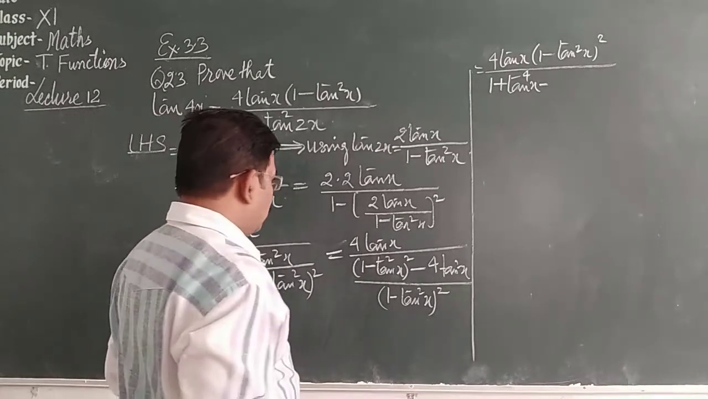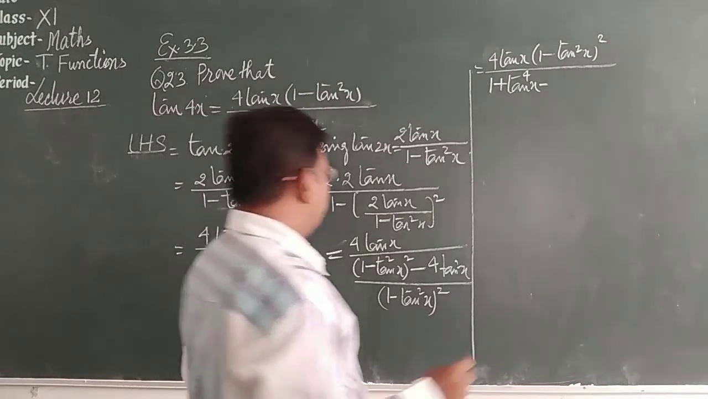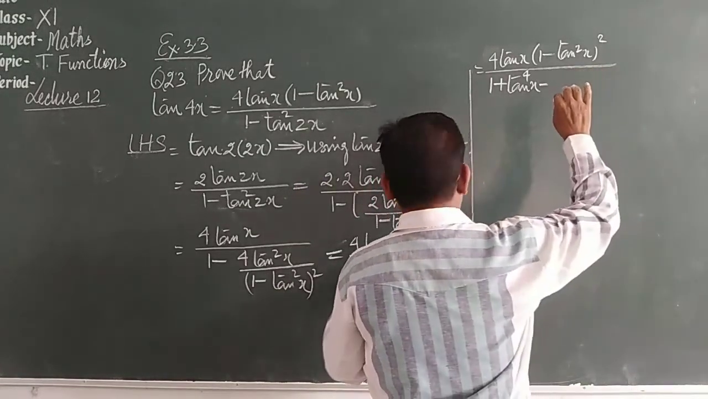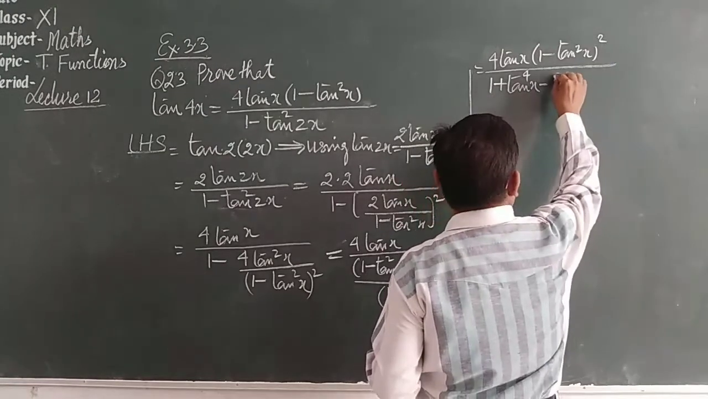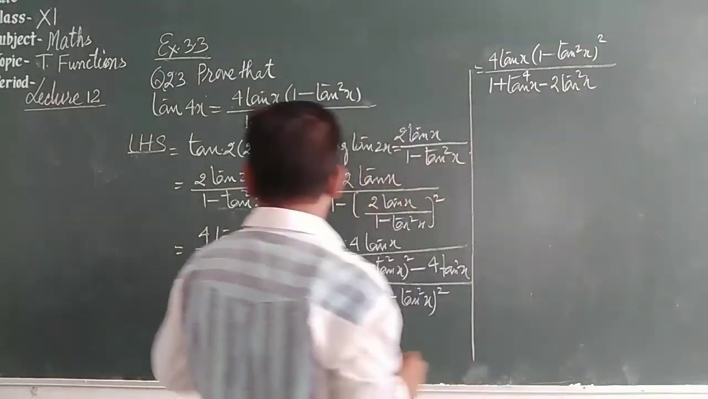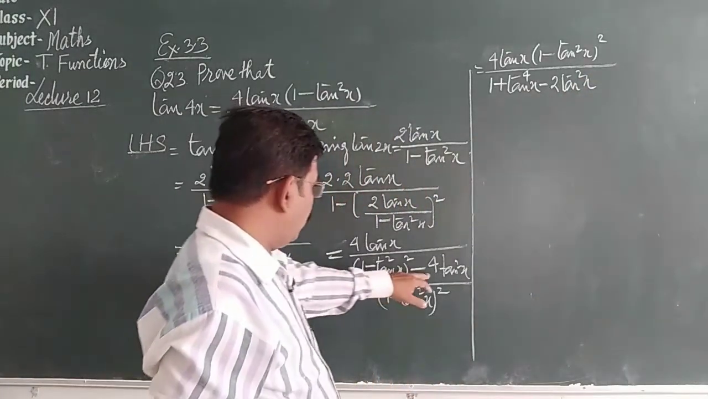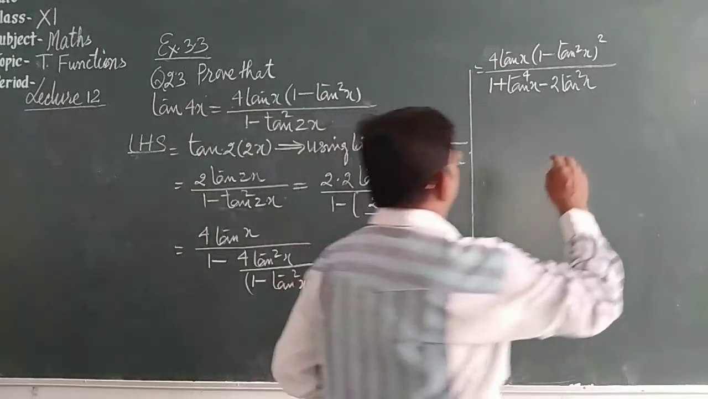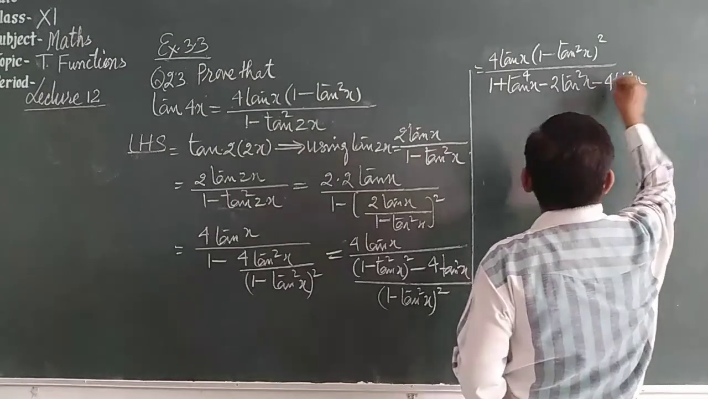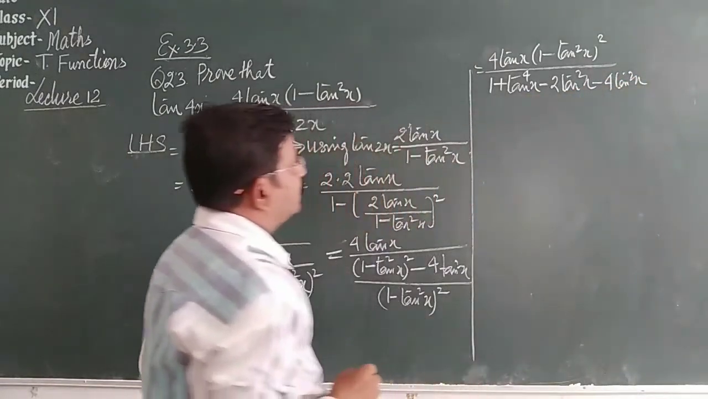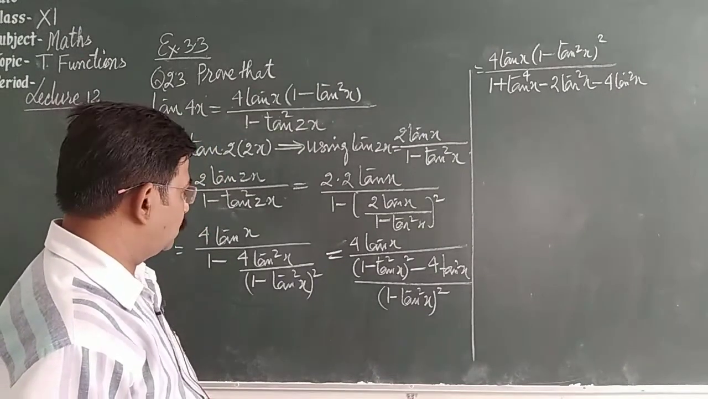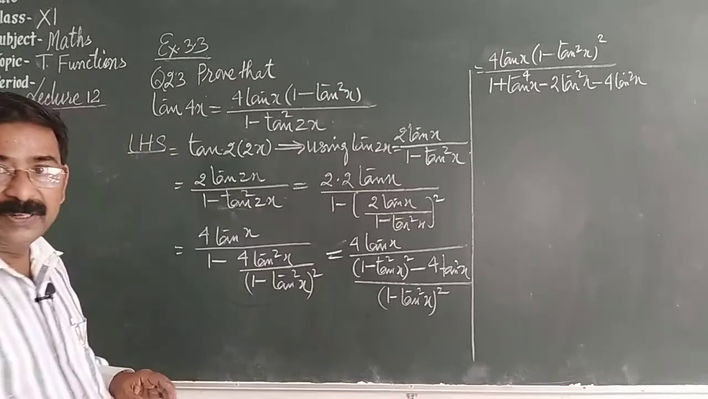So what we have, see, I am getting the result 1 plus minus 2 tan square x, and we have minus 4 tan square x. Something went wrong. Let me check once again.